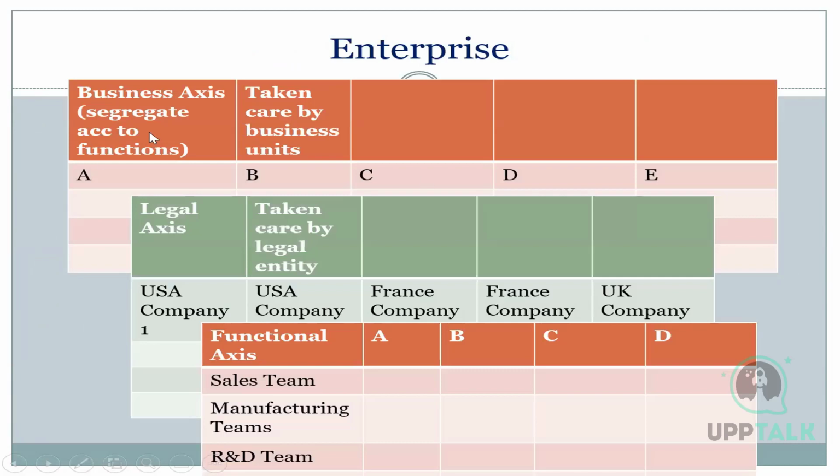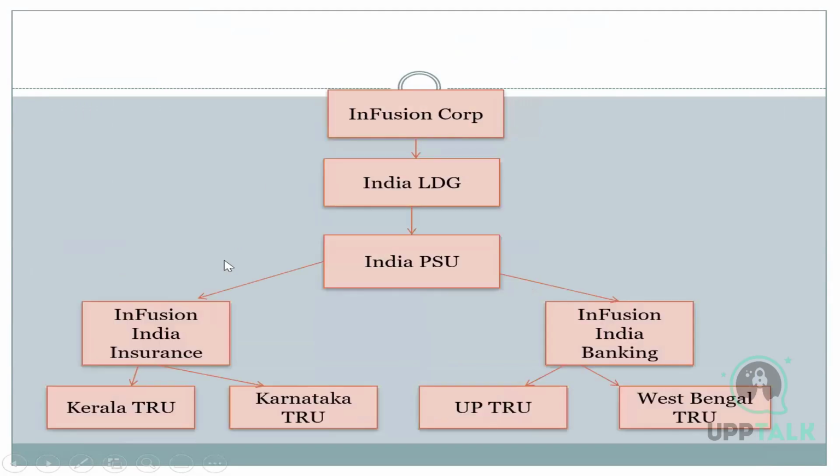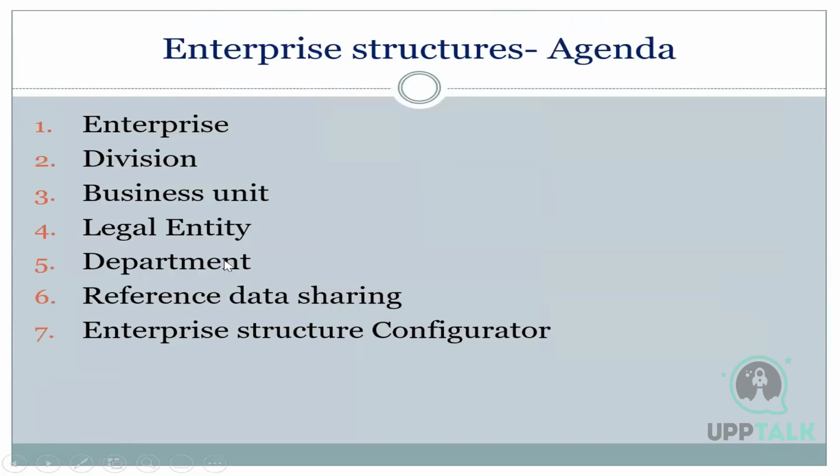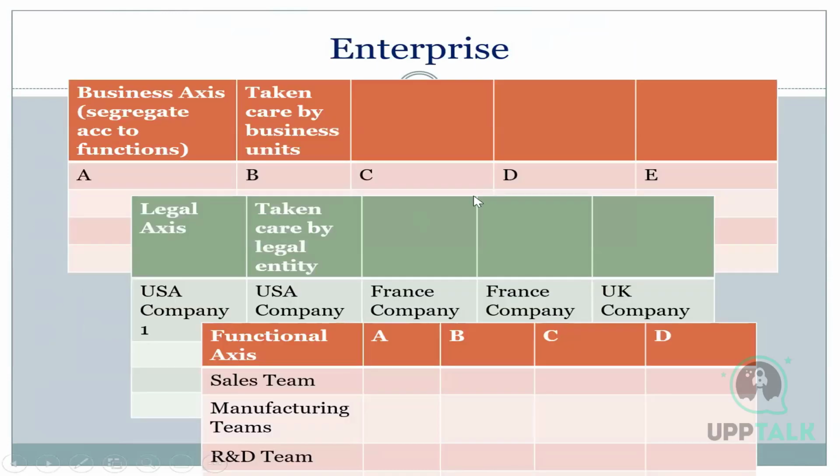Okay, now coming to business access segregation. When we talk about enterprise, first we are going to discuss what is enterprise. Enterprise is business access segregated to functions. We have business access taken care of by business units. So when we talk about enterprise, we have the business access taken care of by the business units A, B, C, D, E. So all these are business operations taking place. That is the highest level of business access.